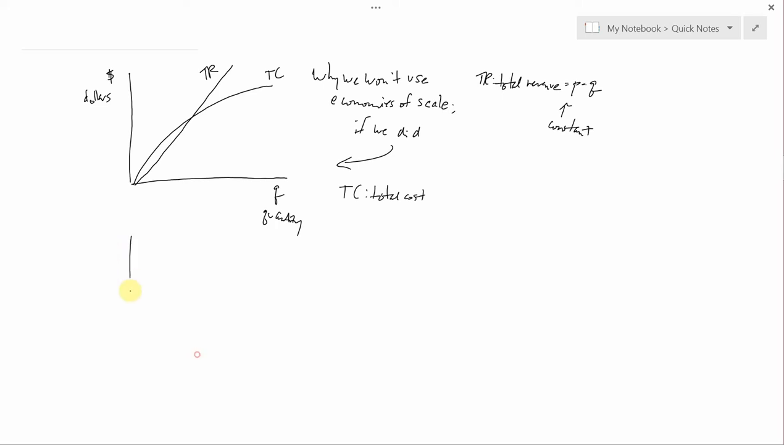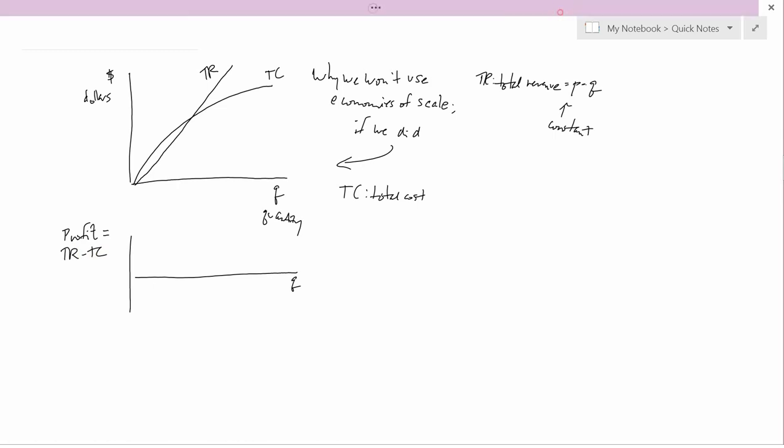We want to infer from this profit, because profit is what the firm cares about. Profit is total revenue minus total cost. So it's the gap between the total revenue curve, which looks like this, and the total cost curve, which looks like that. So we want to get the gap between those two curves.